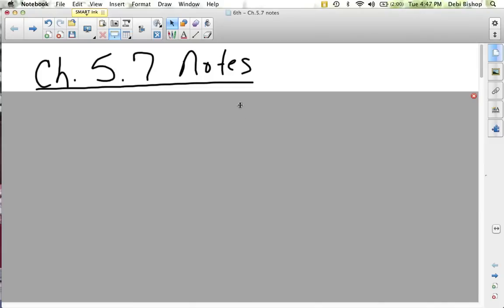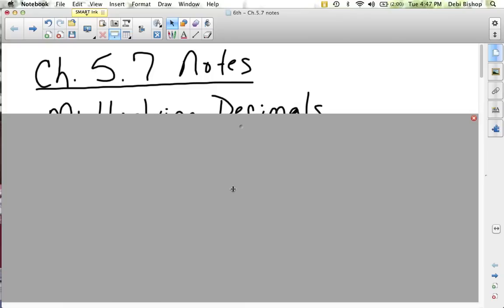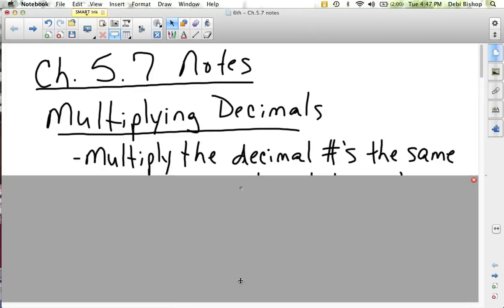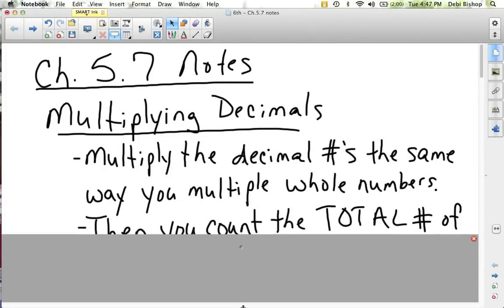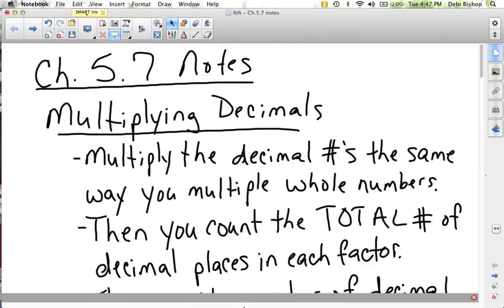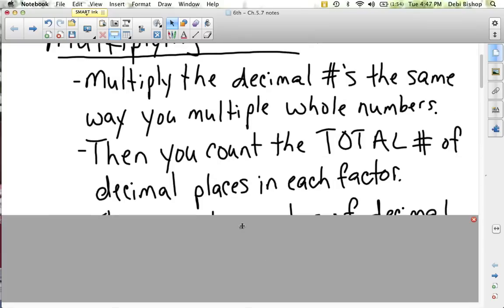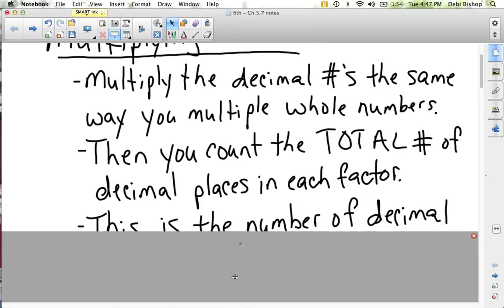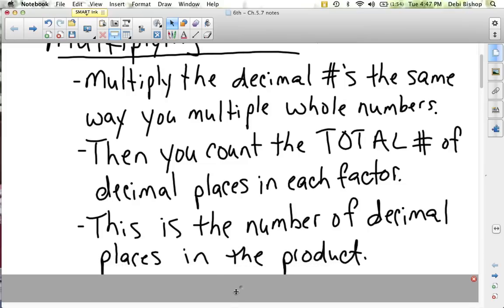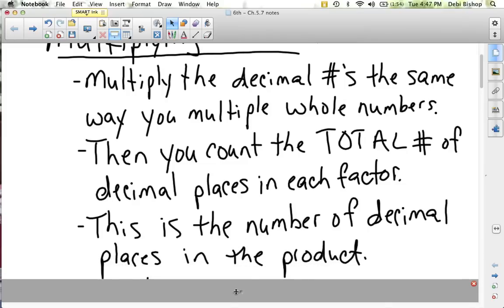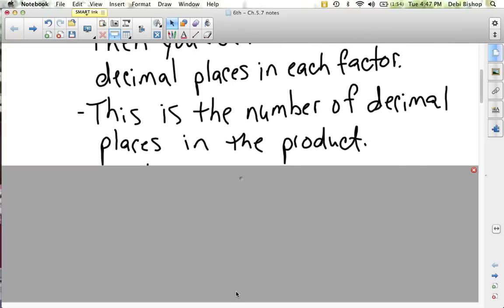So, when you multiply decimals, you need to first multiply the decimal numbers the same way that you would multiply whole numbers. Then you count the total number of decimal places in each factor. After you do that, that's the total number of decimal places for your product. Now remember, the factors are the numbers that you multiply by, and the product is the answer to a multiplication problem.